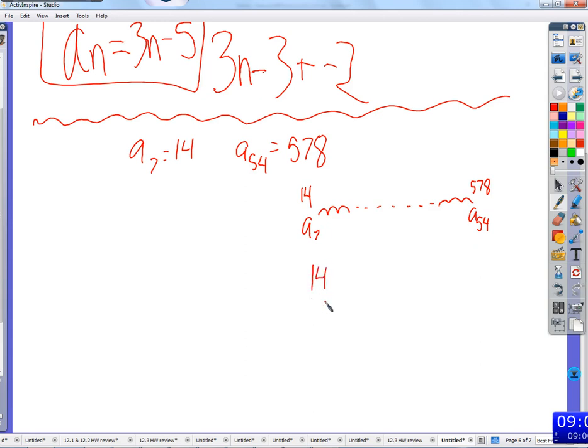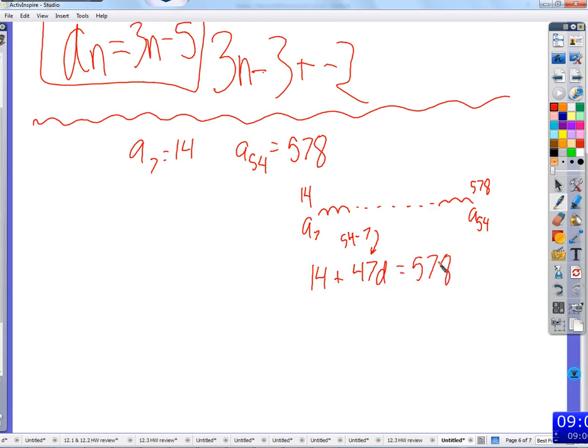Okay. Let's start at 14. We're going to add stuff, yeah? What are we going to add? Something. How many times are we going to add this something? How did you know you're going to add it 47 times? 54 minus 7 gives us 47. Minus 7 tells us we're going to add whatever this thing is 47 times. Now, we don't know what this thing is, but we do know that 47 times that number plus 14 will get us to what? Equals 578.